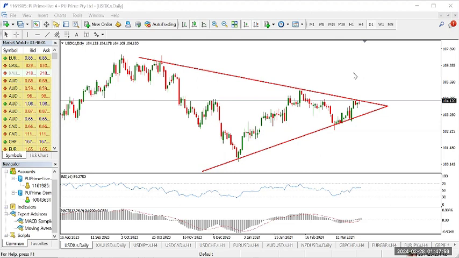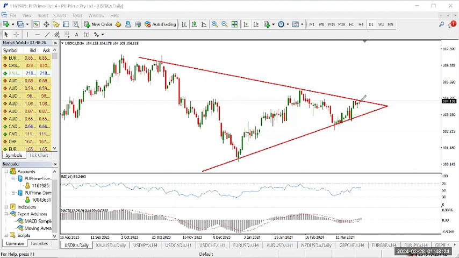So we're going to be looking at the dollar index and gold, both from the technical perspective and also from the fundamental perspective. Now, from the technical angle, we have the dollar index on the screen, and we can see the chart on the daily time frame. And we have a symmetrical triangle pattern on the dollar index presently on the daily time frame.